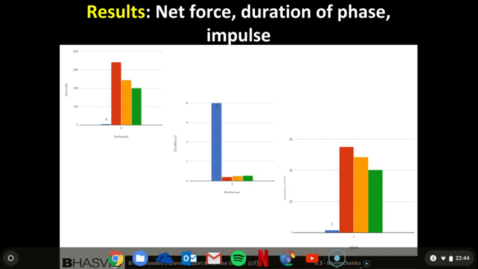In terms of duration of phase, participant 6 took less time by 0.095 of a second. This suggests that participant 6 has more experience jumping as their stretch shortening cycle is shorter, allowing them to produce more force in a quicker time.